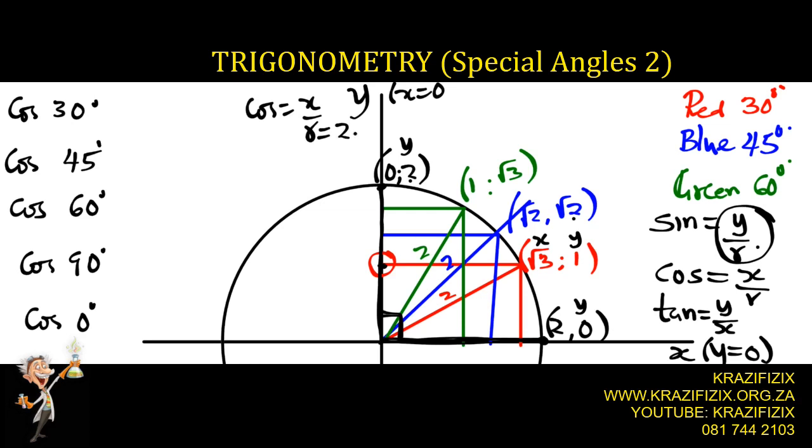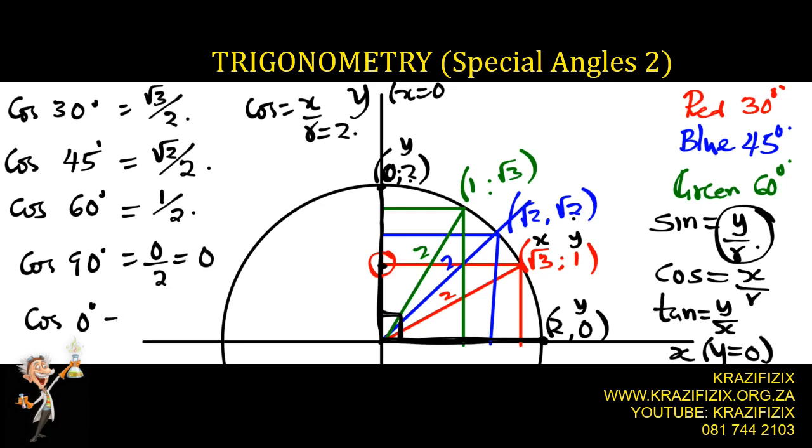Now 30. What's my x value? The red one is the 30, remember? Root 3. So we have root 3 over 2. What about cos 45? My x value? Root 2 over my r value, which is 2. What is my cos 60? My x value is 1 over 2. That we did a while ago in the third video. 90 would be x over r. What is my x value for 90? It's 0. So we have 0 over 2.